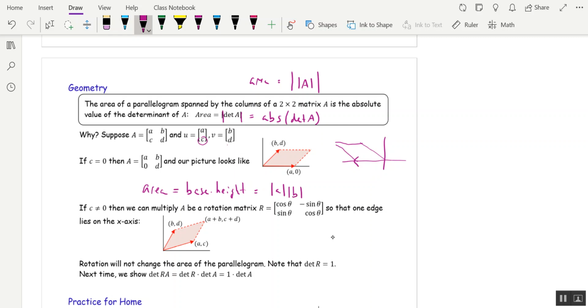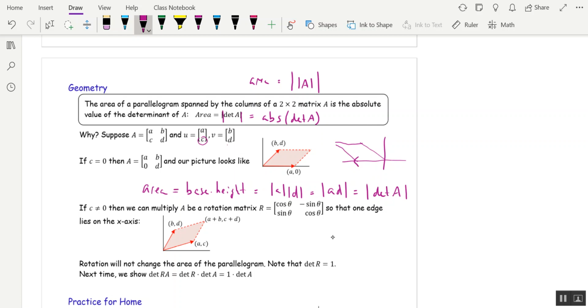That's not a B, it's a D. Again, I've drawn D to be positive in my picture, but D could be negative. Well, by properties of absolute value, that's the absolute value of AD. But hey, that's the absolute value of the determinant of A, because the determinant of A is AD because C is 0. Now suppose C is not 0.